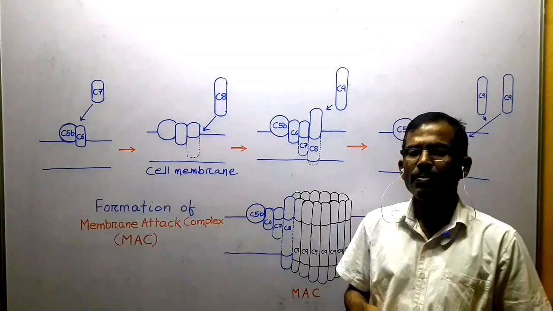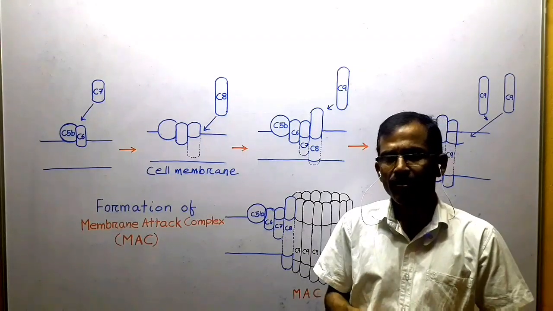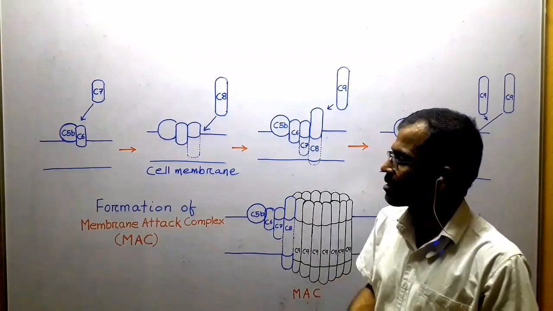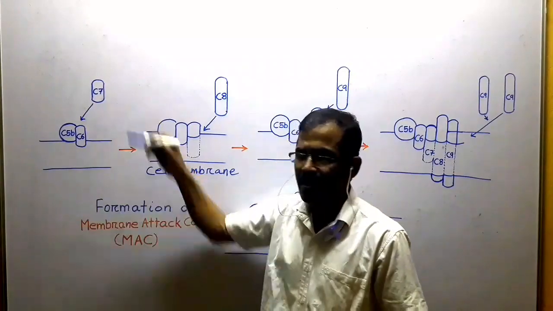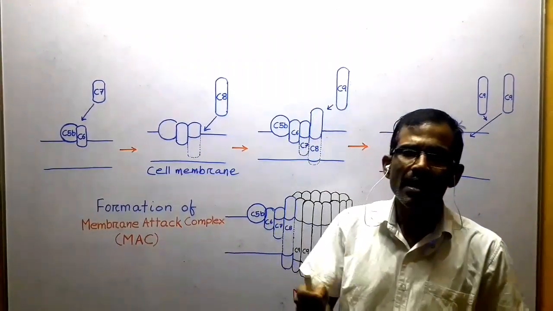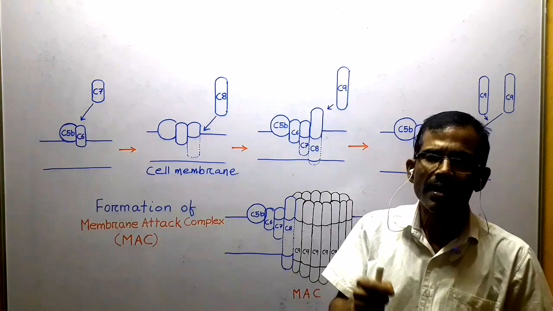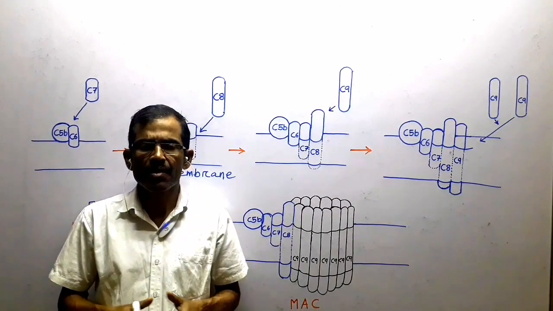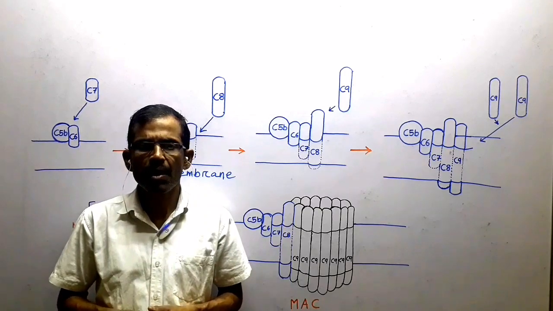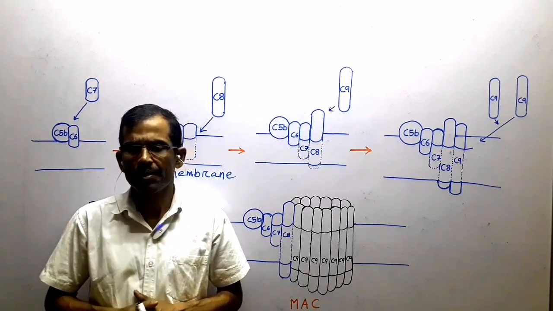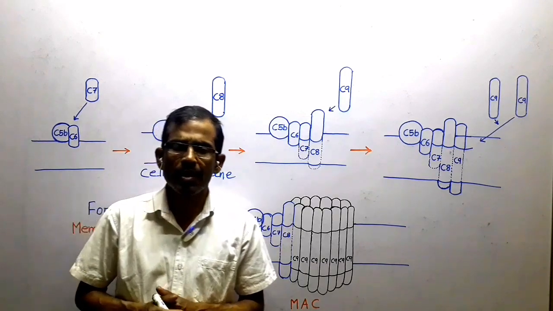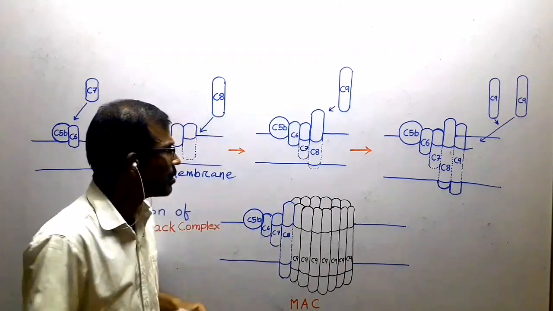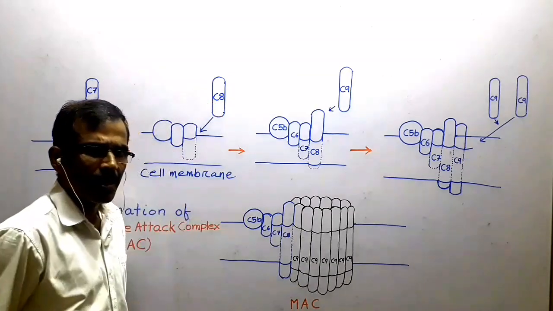Such type of complex is released. Such complexes, that is C5b67, attack nearby cells and mediate their lysis. Under physiological conditions, such lysis is minimized by regulatory proteins. The next component of the complement system is C8.